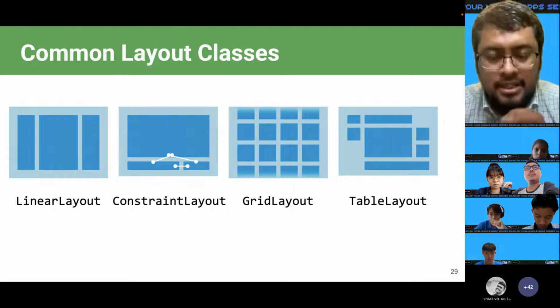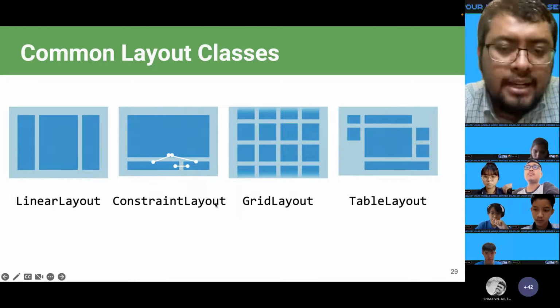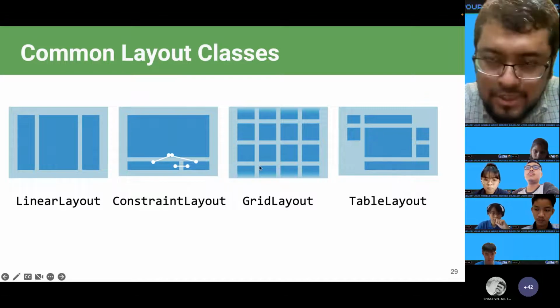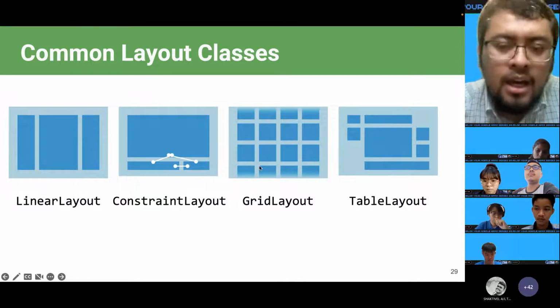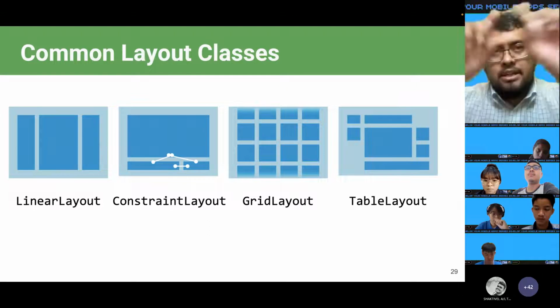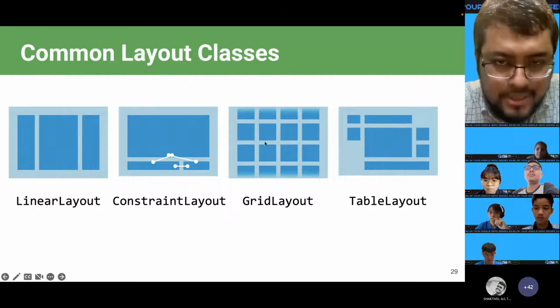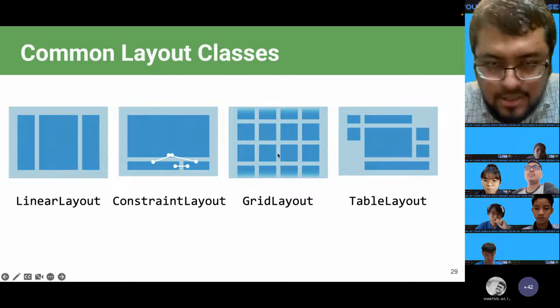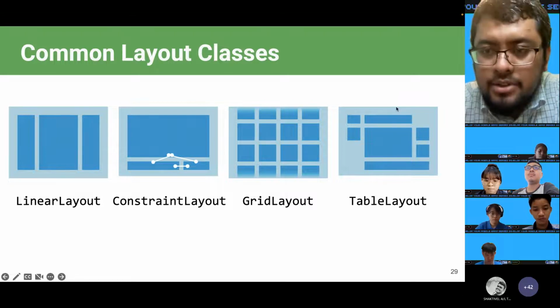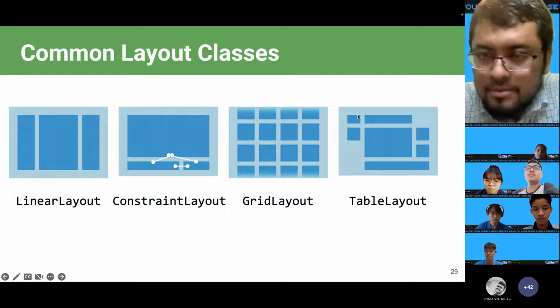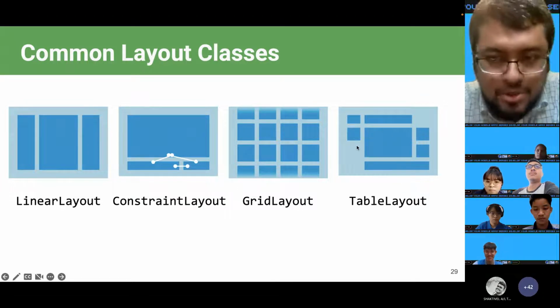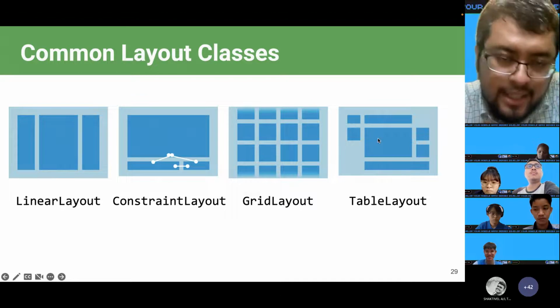Then we also have the so-called grid layout. Normally we use this to display images in a gallery, where it will display equal size boxes or rectangles. And also the table layout, where you are working with a table with rows and columns. Each row and each column can have different height and weight.